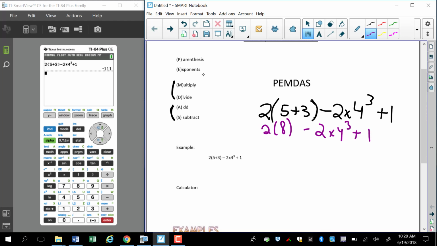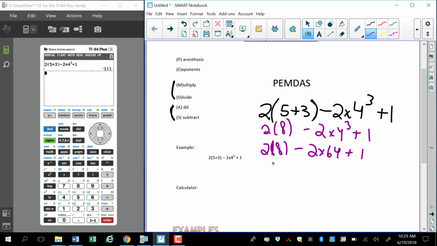Now the next step is our exponent step. So the only exponent we have is 4 cubed. So we rewrite this: 2 times 8 minus 2 times 64, which is 4 cubed. Then we're going to multiply and divide left to right.